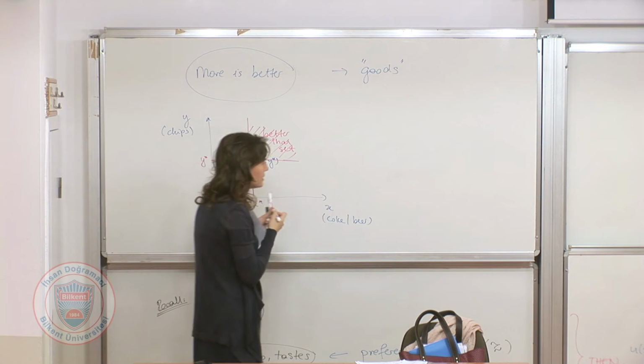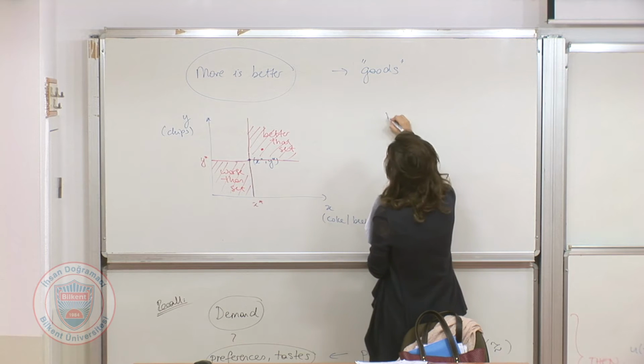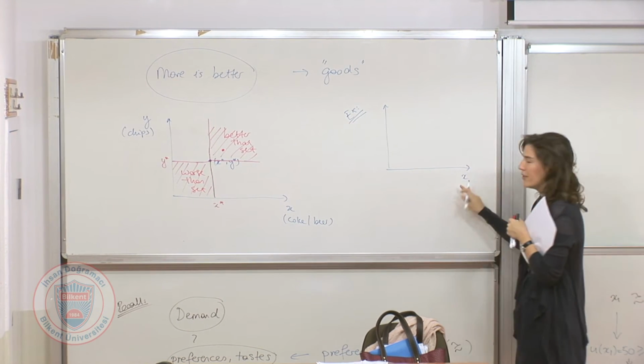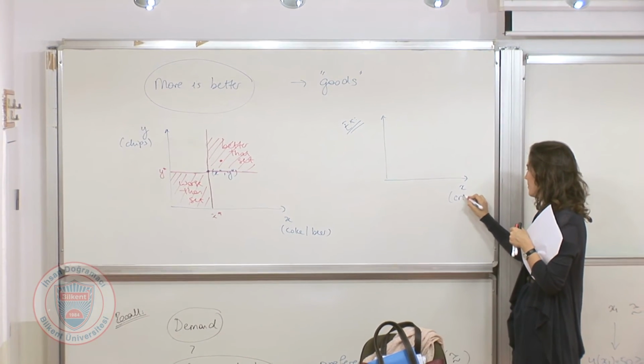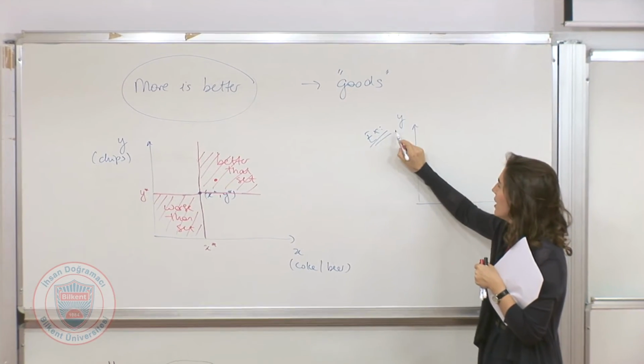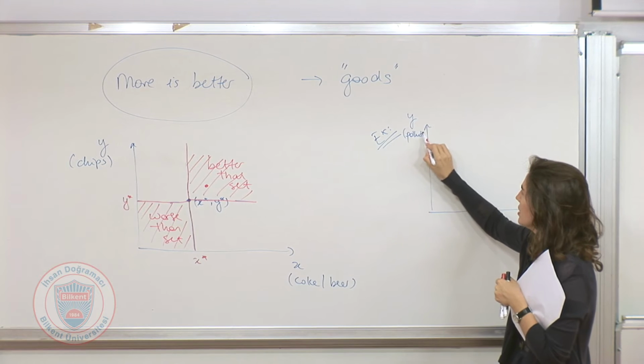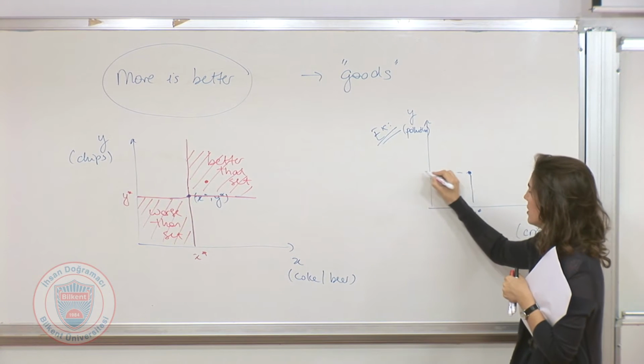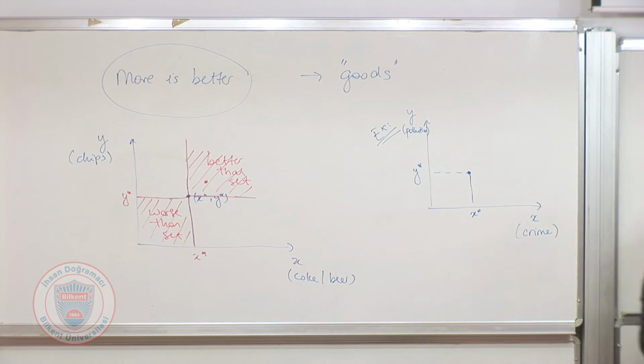But suppose, for example, I have goods like this. Here, for x, I put crime, and for y, I put pollution. Suppose this is x star, this is y star. Then do you think more is better is satisfied? Do you like more crime and no less pollution? You like that? No.